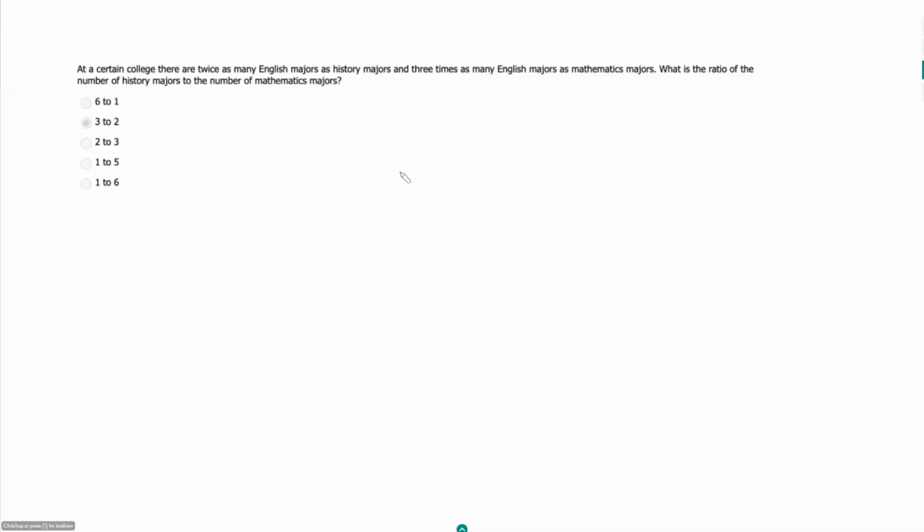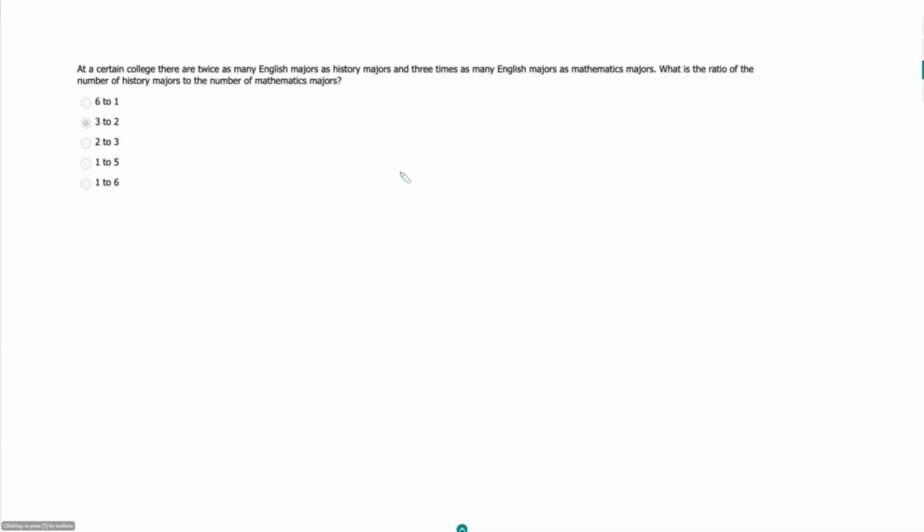At a certain college, there are twice as many English majors as history majors, and three times as many English majors as mathematics majors. What is the ratio of the number of history majors to the number of mathematics majors? So we got two separate ratios here.